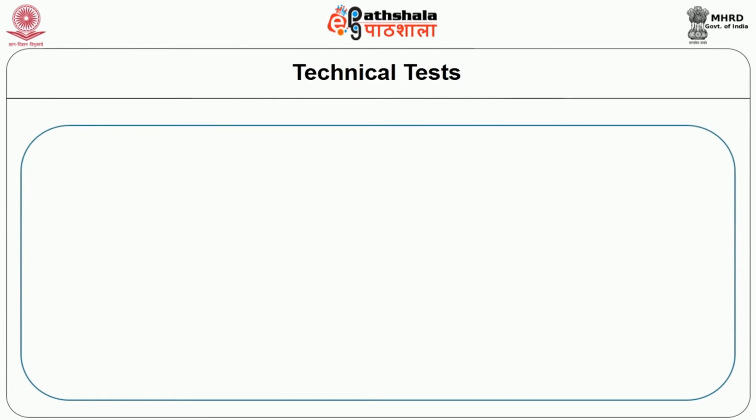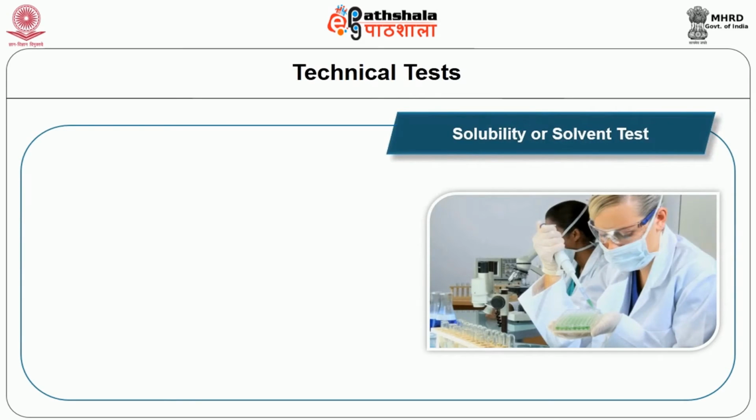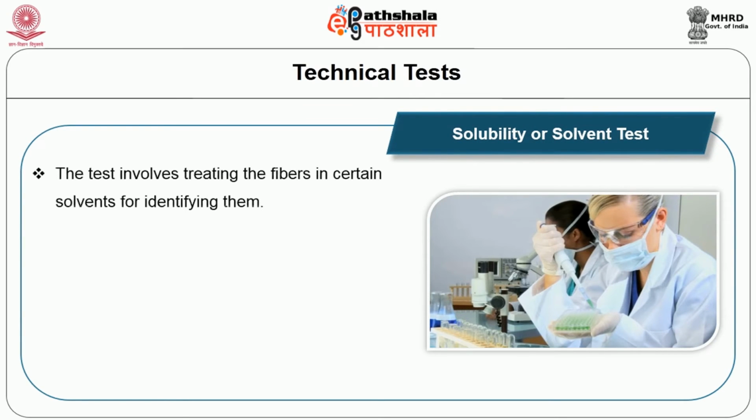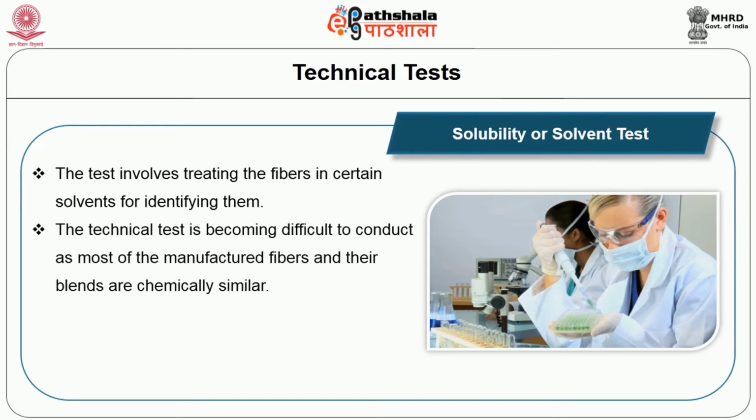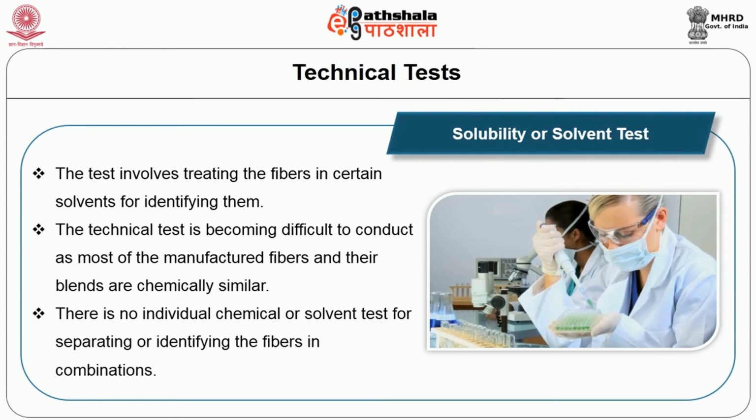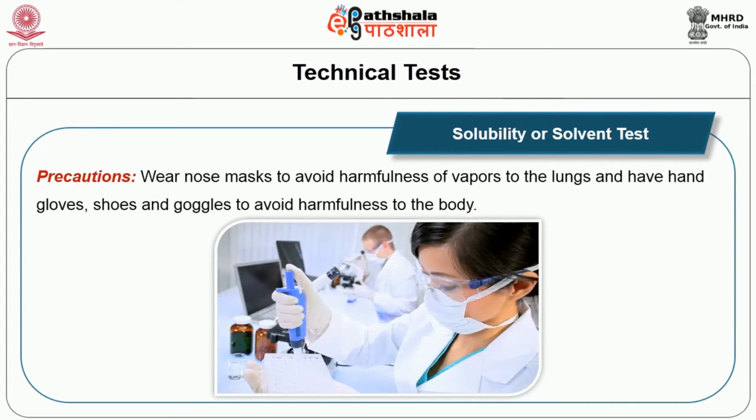The second test under technical test is the solubility or solvent test. The test involves treating the fibers in certain solvents for identifying them. The technical test is becoming difficult to conduct as most of the manufactured fibers and their blends are chemically similar. There is no individual chemical or solvent test for separating or identifying the fibers in combinations. The precautions to be taken during this test are: please wear a nose mask to avoid harmfulness of the vapors to the lungs, and have hand gloves, shoes and goggles to avoid harmfulness to the body.